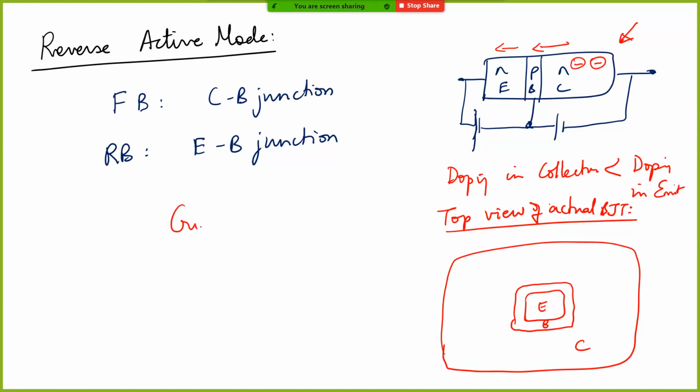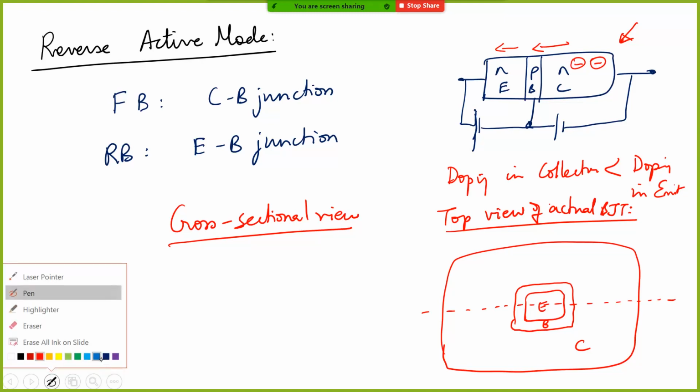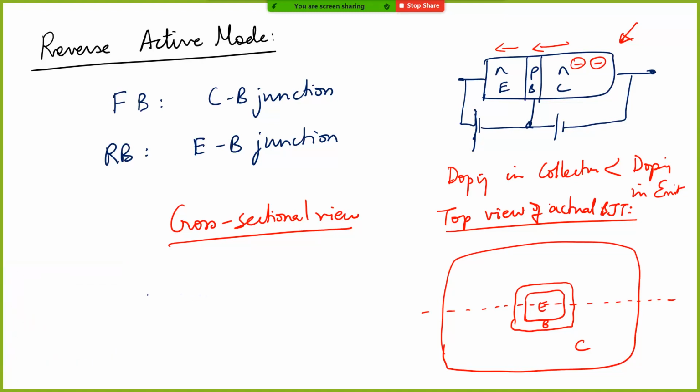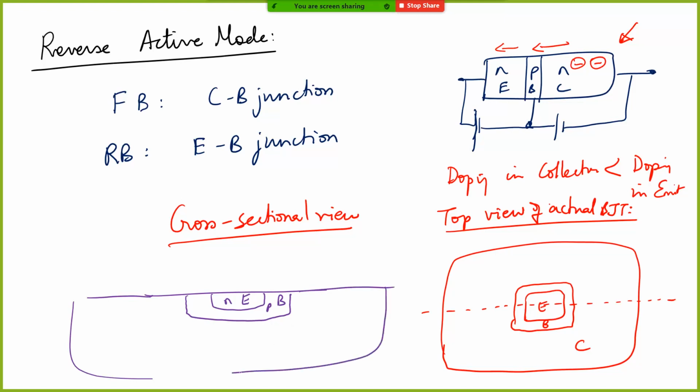Now if you do a cross-sectional view, remember this is the top view. How will the cross-sectional view look? Let's say I'm going to slice it here, the dotted line is where I'm going to slice. How do you think it will look? It will look something like this, right? You have the N region, which is the emitter, the P region, which is the base, and then a wide N region, which is the collector. This is your cross-sectional view.